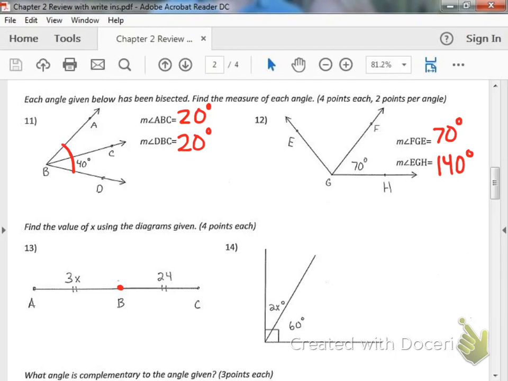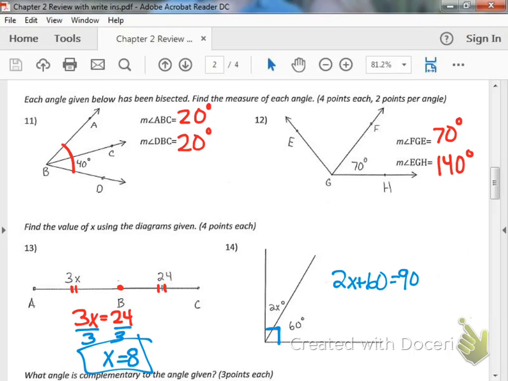Number 13. B is the midpoint. I can tell that because these are labeled as being congruent. Congruent in math means equal, so I'm going to set them equal. And then I'm going to solve for the x. When you solve for x here, you should get an 8. All right, on the next one, they're not congruent. The angles are not labeled to be alike, but they are labeled with this box. What does the box mean? 90 degrees. So when you put these two angles together, you should get 90 degrees.